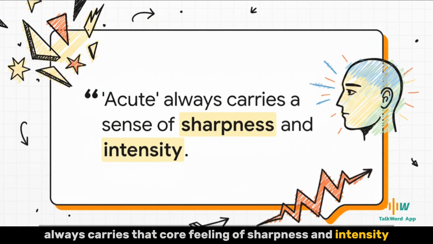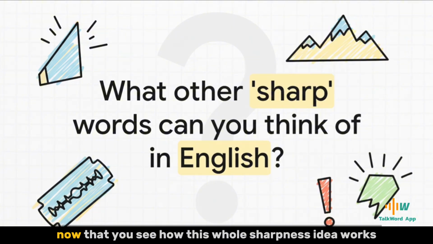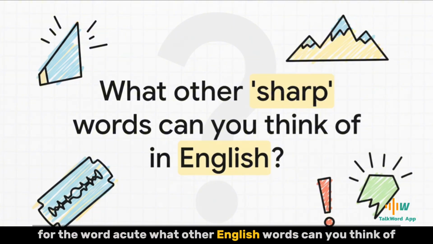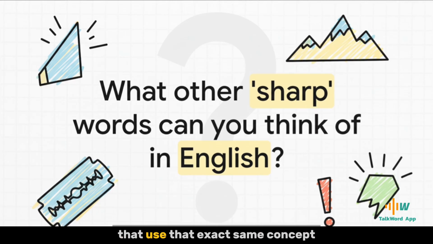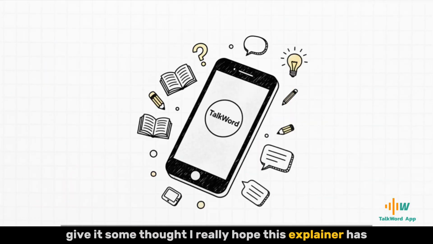And that gets me thinking, and I want to pose this question to you. Now that you see how this whole sharpness idea works for the word acute, what other English words can you think of that use that exact same concept, either literally or as a metaphor? Give it some thought. I really hope this explainer has, well, sharpened your understanding of acute.